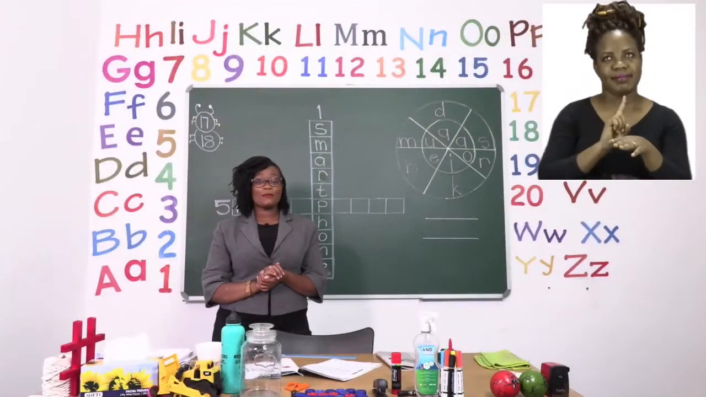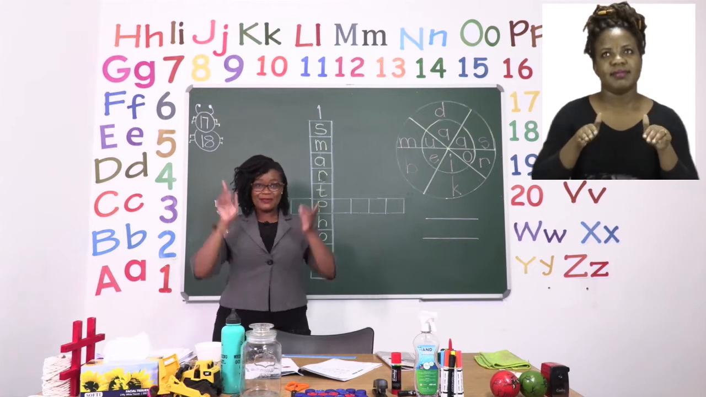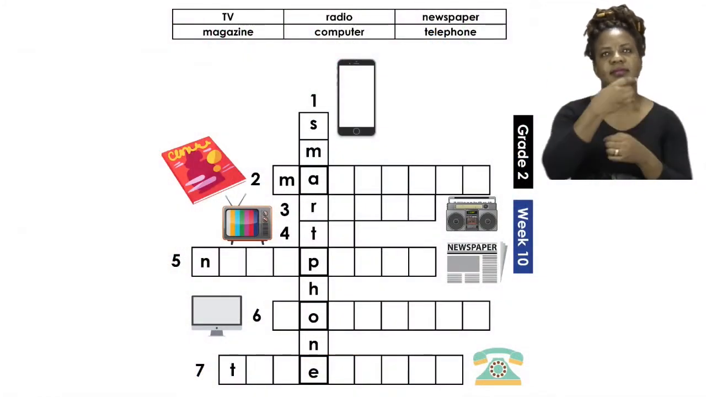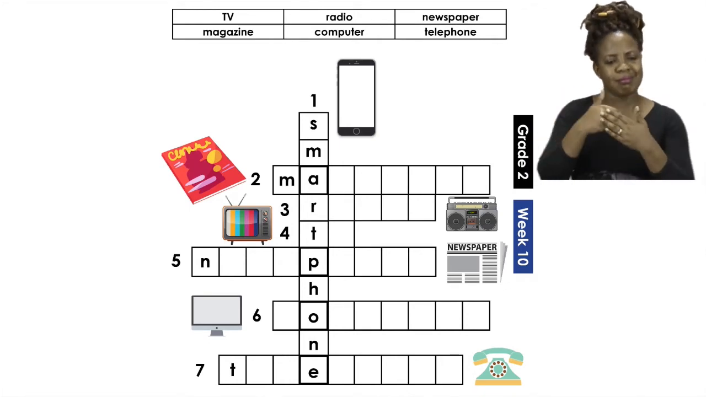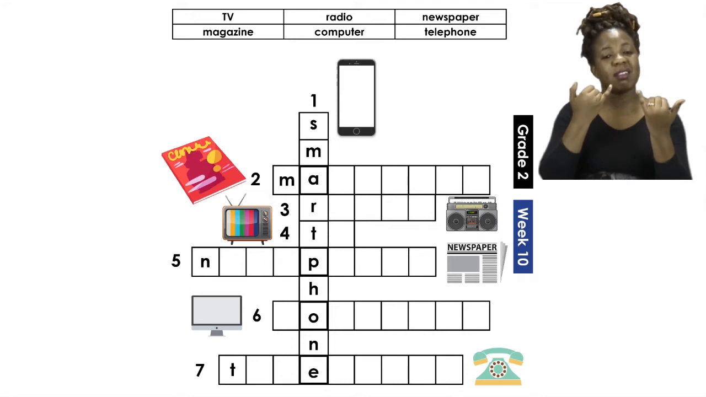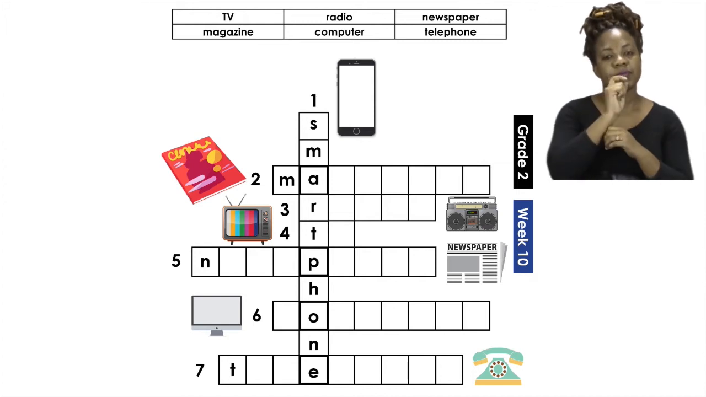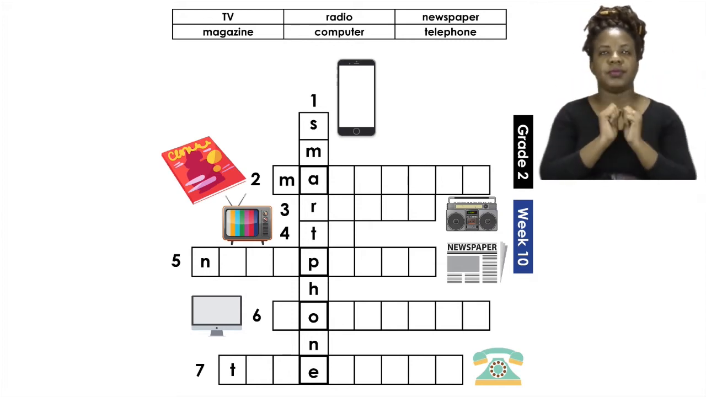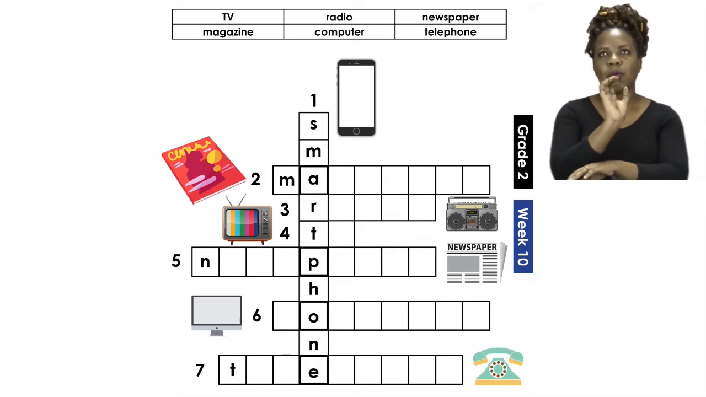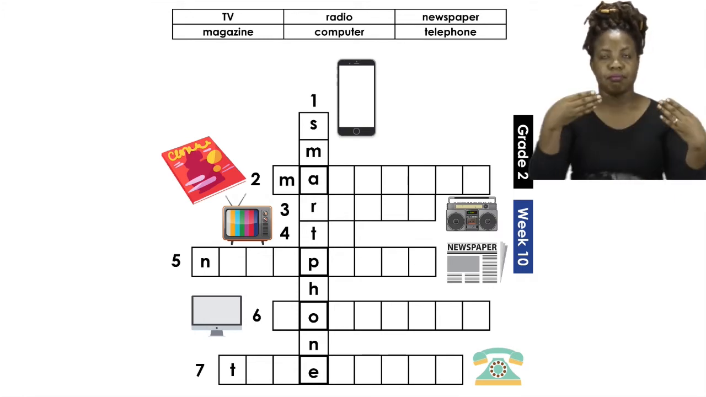Our first exercise today, boys and girls, let us turn to page 17. On page 17, we are going to be completing a word puzzle. Now, we have done so many of these that I'm sure it's now easy for you. But just in case, we're going to go through them together. So we're going to start by reading the words we can see in the box. Let us read. TV, magazine, radio, computer, newspaper, telephone.